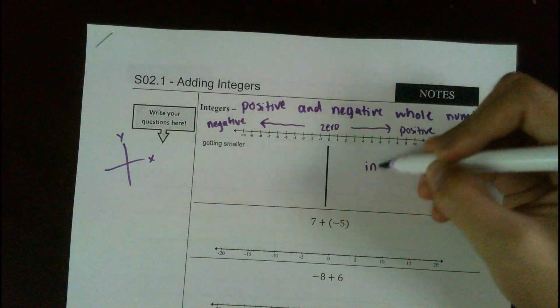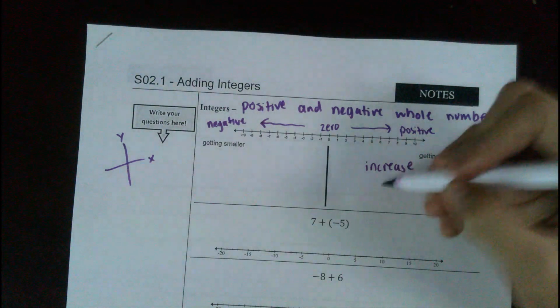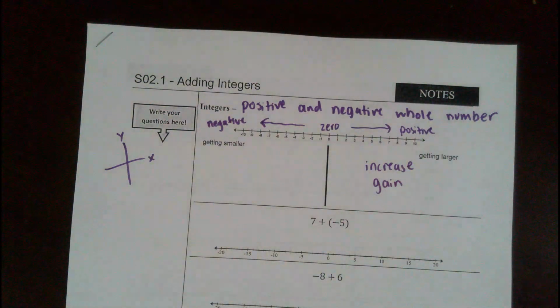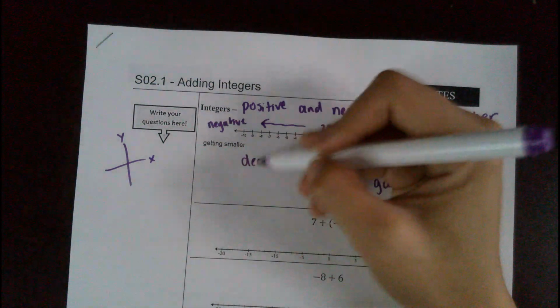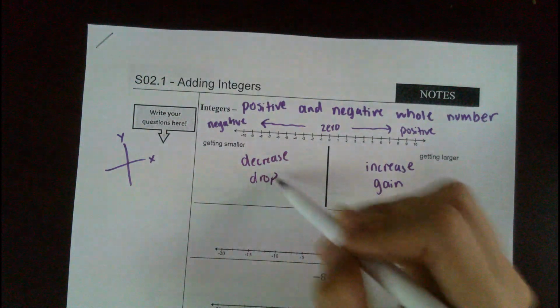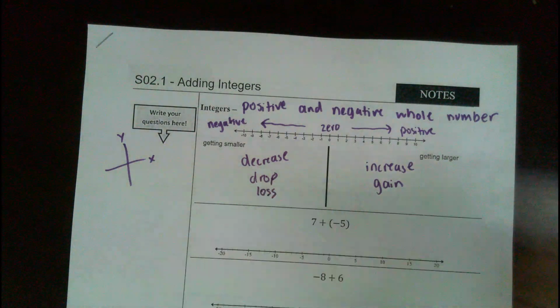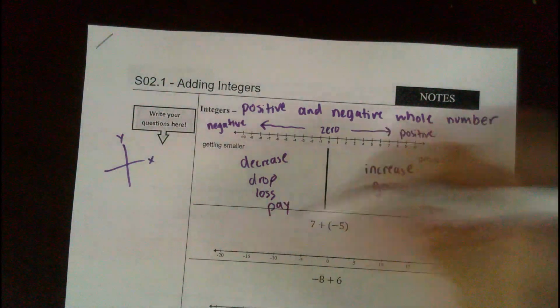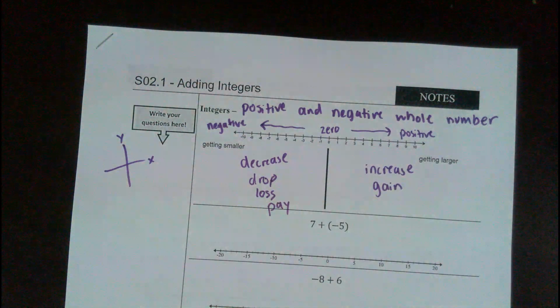Okay, so when we're doing word problems, the words that we'll see for getting larger are going to be like increase or gain. And then some of the words that we'll see when we're getting smaller are decrease, drop, loss. Sometimes it'll be like you paid money, right? Or you owe someone money, something like that. Because you're going to have some word problems.